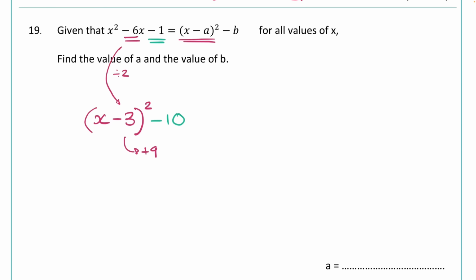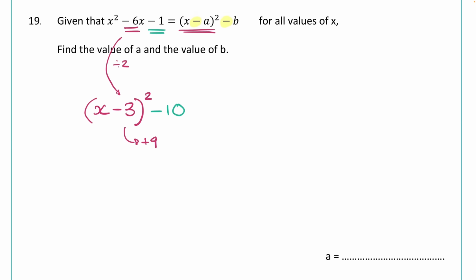So we've got to be really careful here though, because we might just say a is negative 3. But in this case, it's actually not, because up here, the negative is already there. So the a itself is just that number 3. The b itself is just that number 10. But watch out, because if those symbols had been pluses, then yes, a would be negative 3 and b would be negative 10.